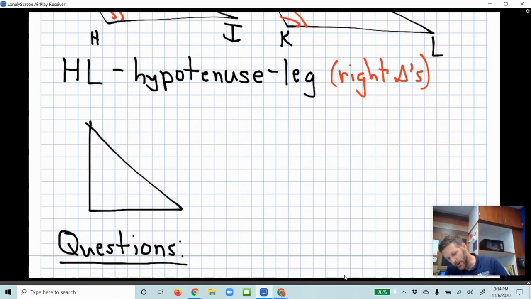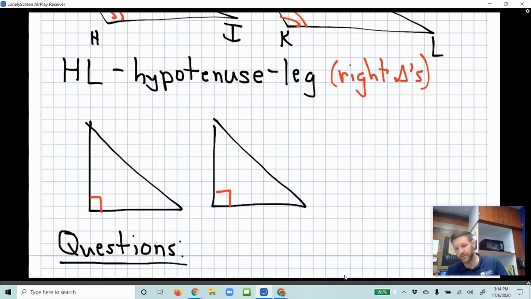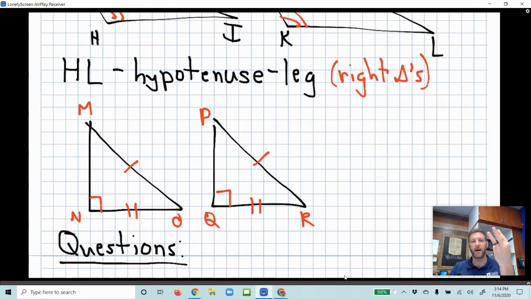So what hypotenuse leg says is that if you have a right triangle, and first of all, it has to be a right triangle, so let's get that in there. If you know that the hypotenuses are congruent, and you know at least one leg is congruent, then those two are in fact congruent triangles. And let's go ahead and call them MNO and PQR. So it's unlike all the others. All the others have three, and so does hypotenuse leg. But again, you only need two sides, and you have to know it's a right triangle.